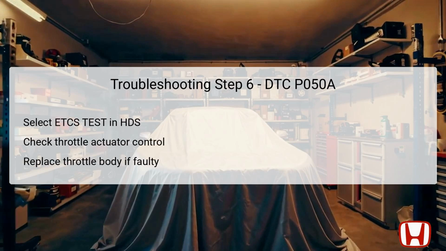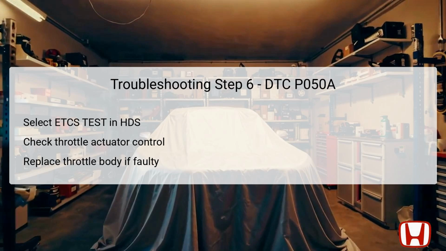In the sixth step of troubleshooting DTC P050A, selecting the Electronic Throttle Control System (ETCS) test using the HDS is required. This test assesses the performance of the throttle actuator control valve. This valve is crucial in regulating engine airflow and maintaining optimal idle speed. If the test identifies that the throttle actuator control is abnormal, immediate replacement of the throttle body is necessary. A malfunctioning throttle body can lead to numerous performance issues, including stalling or erratic idling.